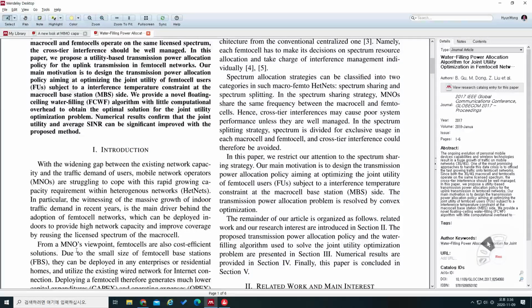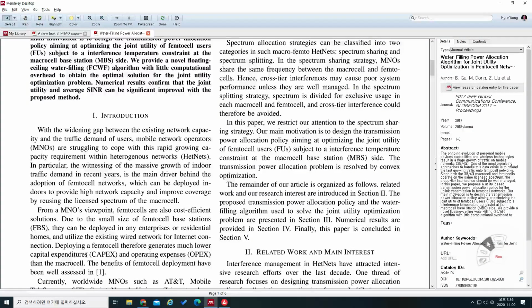From the MNO's viewpoint, femtocells are also cost-effective solutions. Due to the small size of femtocell base stations (FBS), they can be deployed in any enterprise or residential homes and utilize the existing wired networks for internet connections. Deploying femtocells therefore generates much lower capital expenditure (CapEx) and operating expenses (OpEx) than the microcell. The benefits of femtocell deployment have been well assessed in [1].